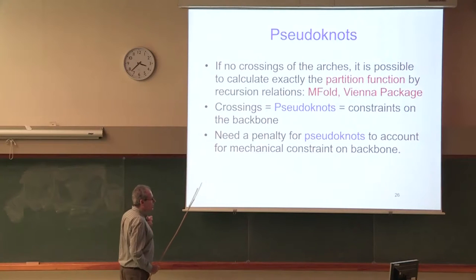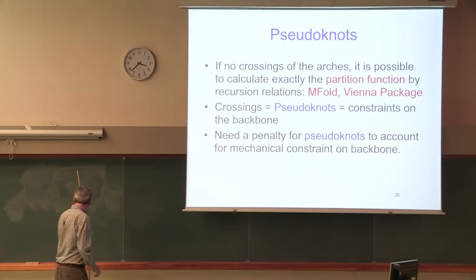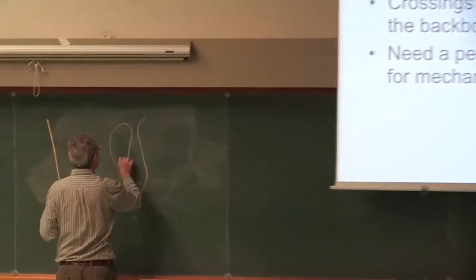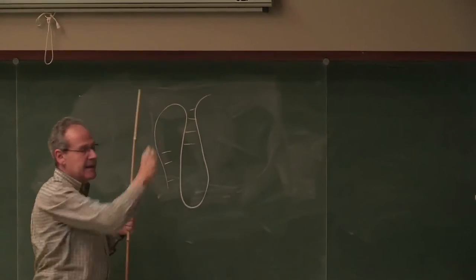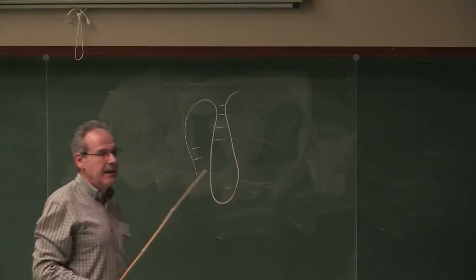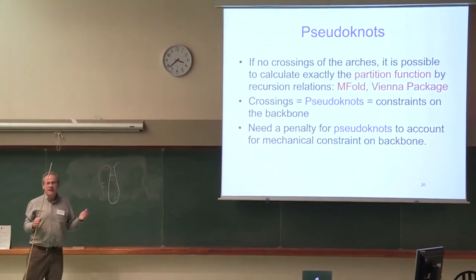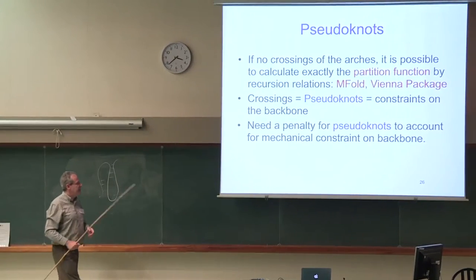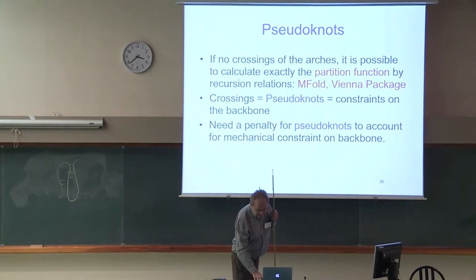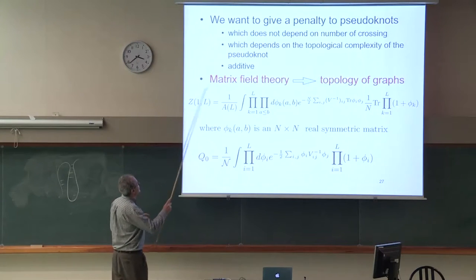Pseudoknots are more rare because they pose some constraints on the backbone of the system. For instance, if you take the H pseudoknot, in general, you have to do something like that. You have to bring back a strand of RNA, and usually it imposes some mechanical constraint, and this mechanical constraint could cost energy, and therefore imposes a penalty which decreases the number of pseudoknots in the system. So we want to impose a penalty to pseudoknots which doesn't depend on the number of crossings.